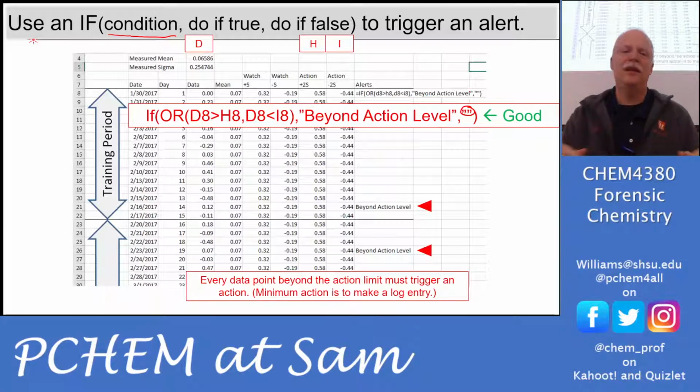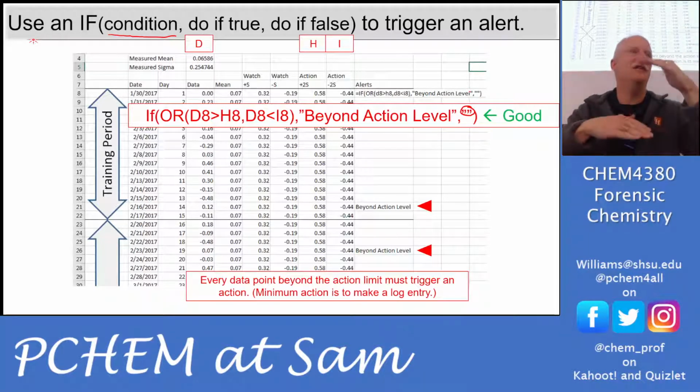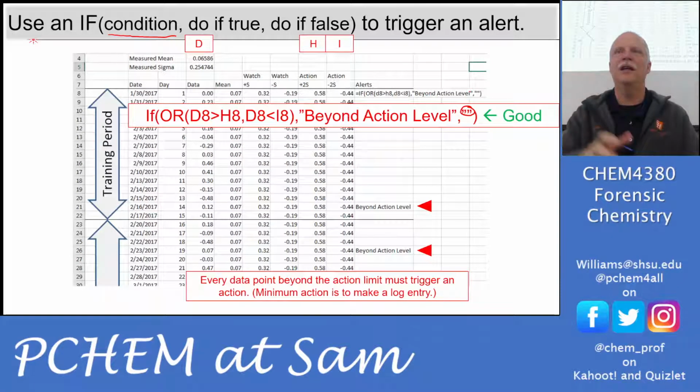If it's neither high nor low, if it's inside the limits, don't show anything. So you have a lot of blanks, and then you have an alert.